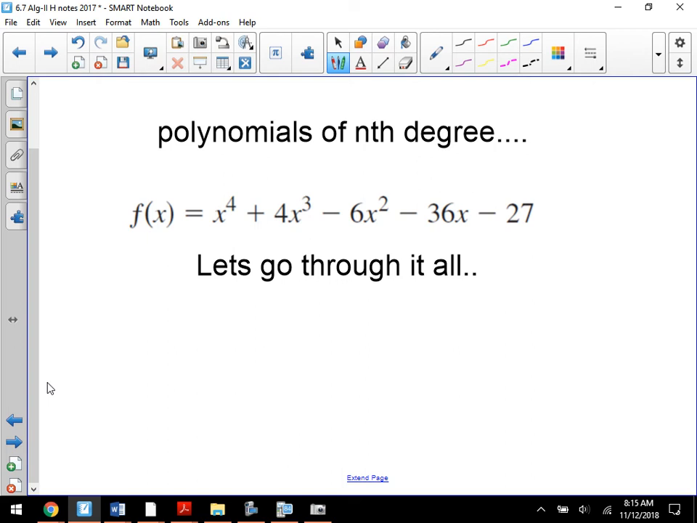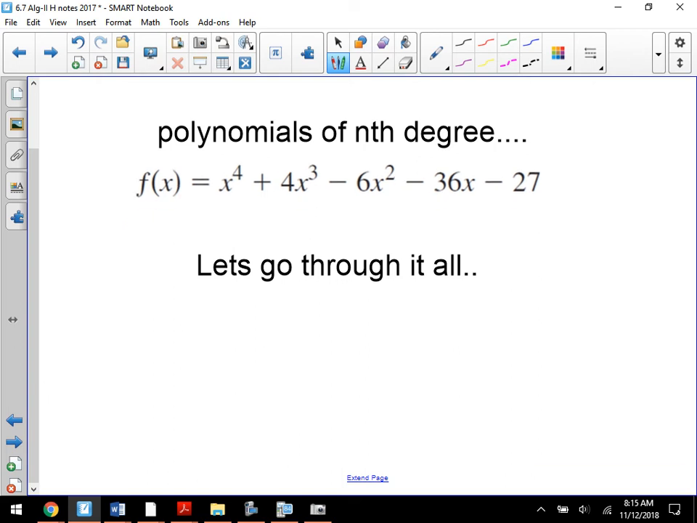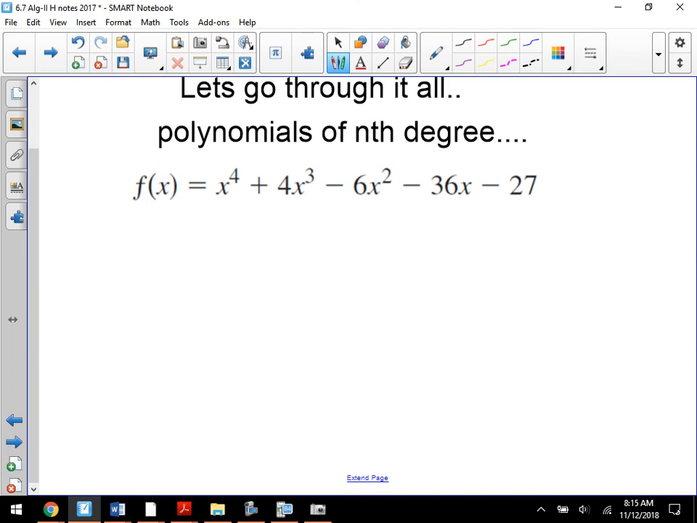So if we have x to the 4th plus 4x cubed minus 6x squared minus 36x minus 27, what's the degree of that polynomial? 4th degree polynomial. How many terms should be in the polynomial? 5. Do we have all 5? How many possible zeros can we get? 4. How many changes of direction can we have? 3. What are your tails doing? Up, up. See where I'm going with this? You know how to set up every single dip here.